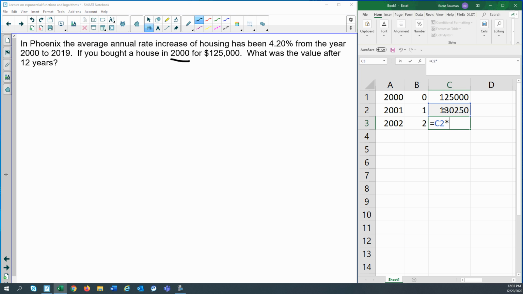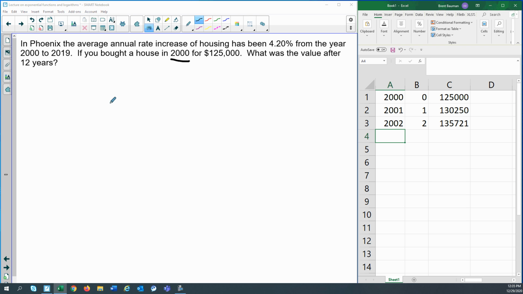This times 1 plus the 4.20%. Remember your percent symbol there. And that should give us the increase as we keep moving forward. And again, you're seeing the increase. We're up to 135.